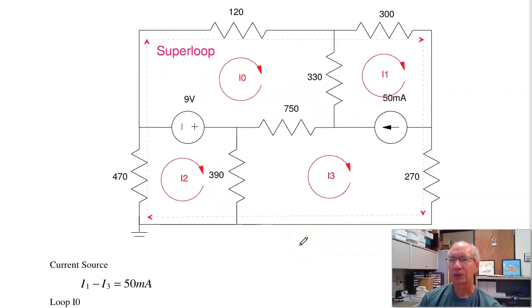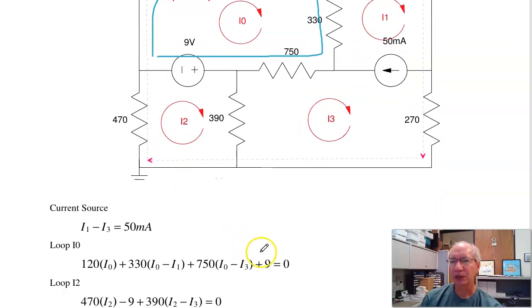Super loops. Start with the current, the easy one. The current source says I1 minus I3 is 50 milliamps. Going around loop I0, I get 120 I0 plus 330 times I0 minus I1 plus 750 times I0 minus I3 plus 9 equals 0.